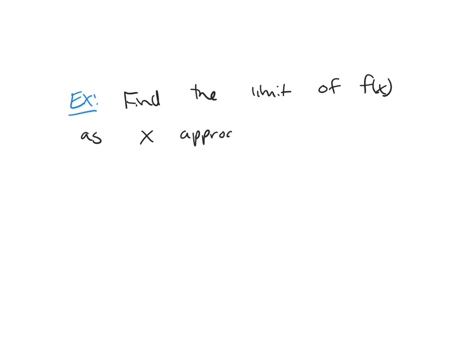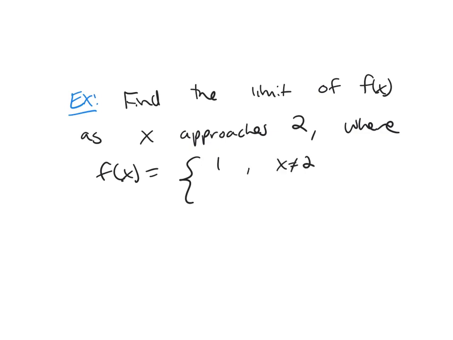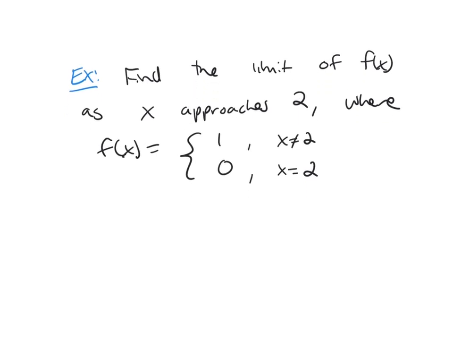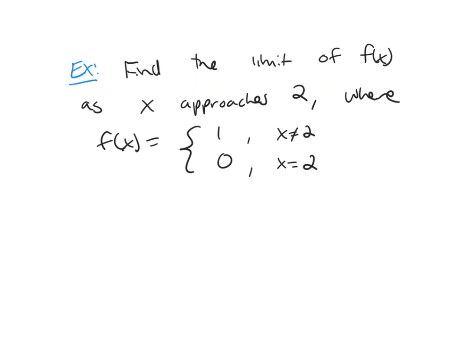So now we want to look at the following. We want to find the limit of f of x as x approaches 2, where the function f of x is going to be 1 if x is not equal to 2, and 0 if x is equal to 2. So this type of function is a piecewise function, and it has a really nice looking graph.